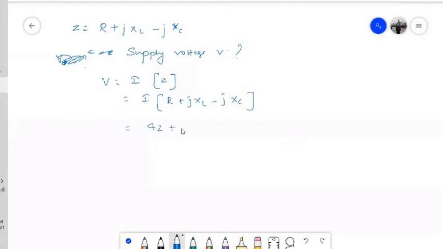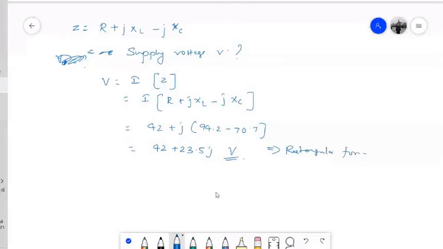42 plus j into XL is 94.2 and XC is 70.7. So we get 42 plus 23.5 j. This will be the supply voltage, and this is actually represented in the rectangular form. You can obviously write it in the polar form.